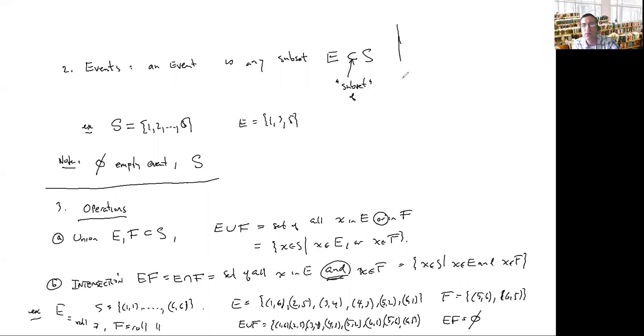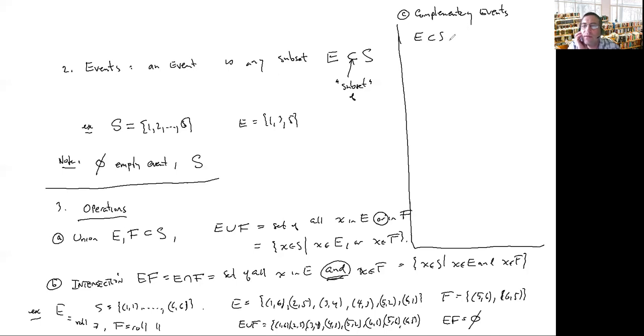Let me go up to the upper right-hand part of the board. There are also complementary events. That would be if you have an event E, then E complement, usually the book denotes it by E with a C as a superscript. That's the set of all x in S such that x is not an element of E.